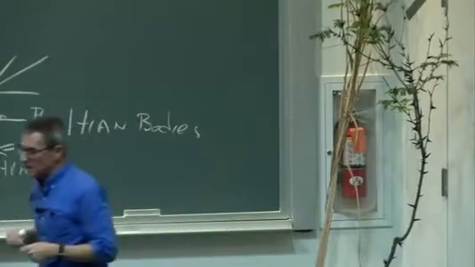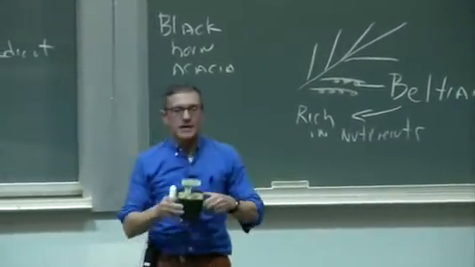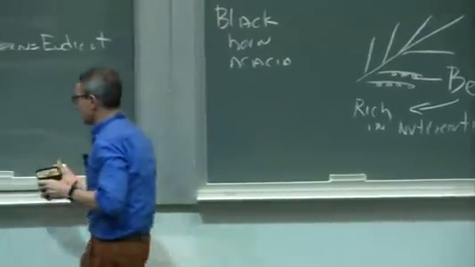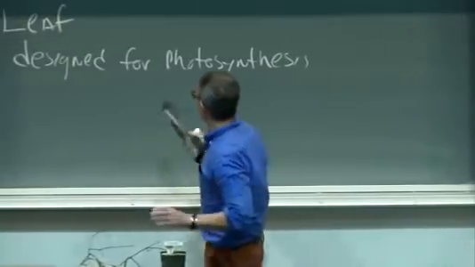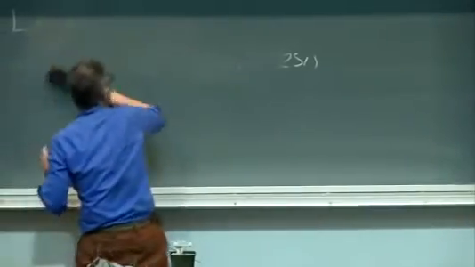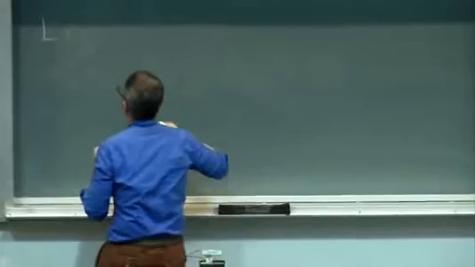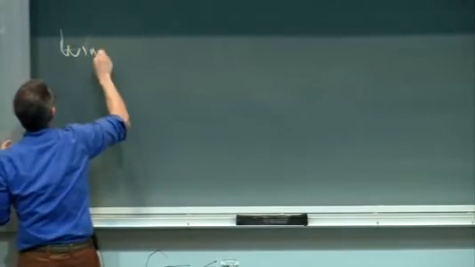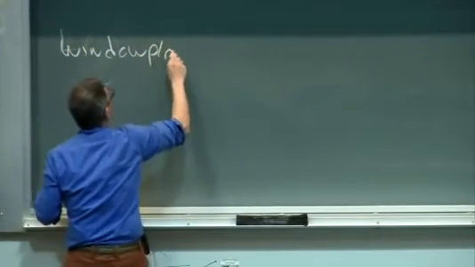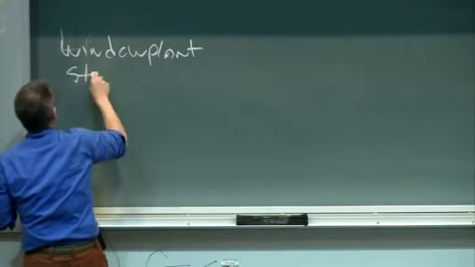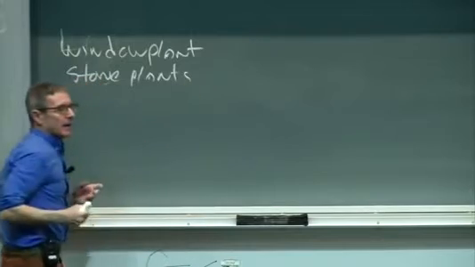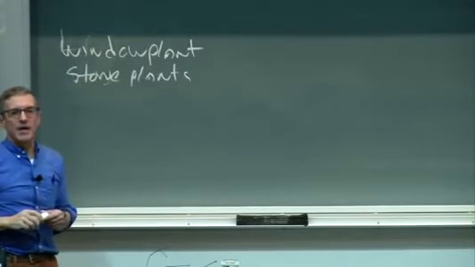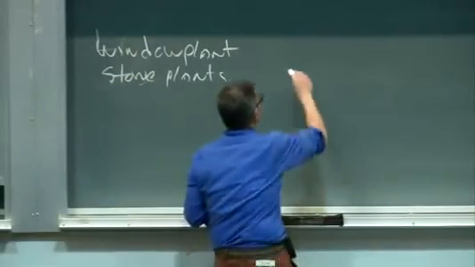Another modification of a leaf is one that I have up here in front, and this is a leaf of a plant known as a window plant or a stone plant. Maybe some of you have these at home as garden plants. They're sometimes called stone plants because they look like stones. These plants come from South Africa and are very endangered in their environment.